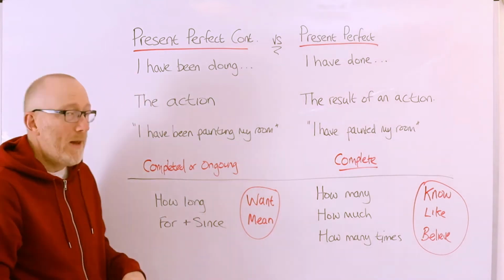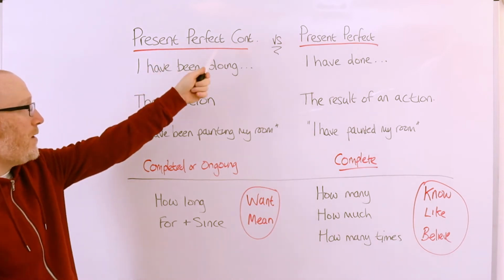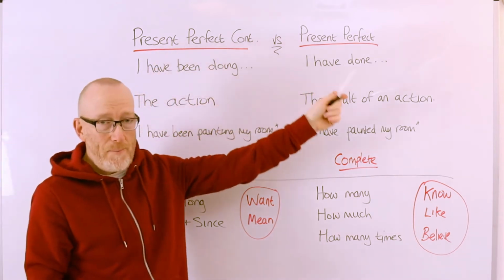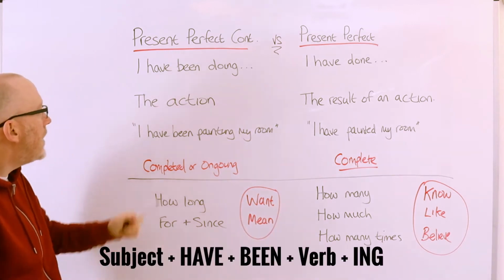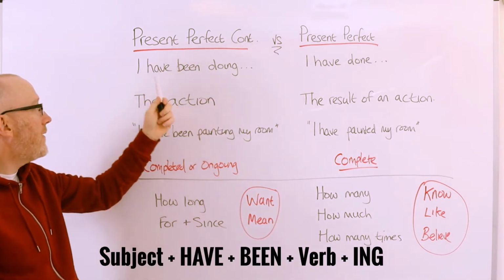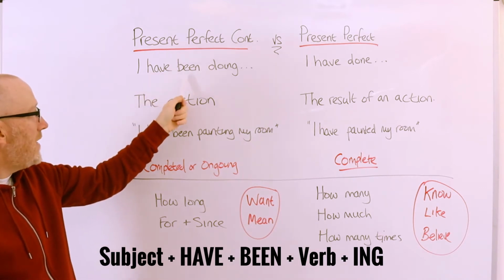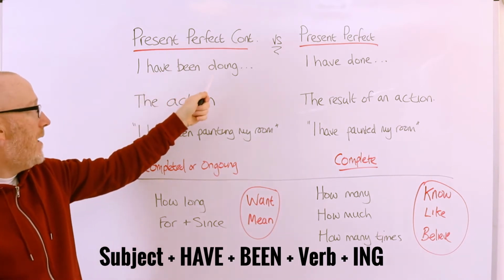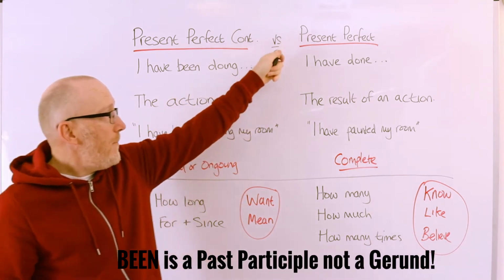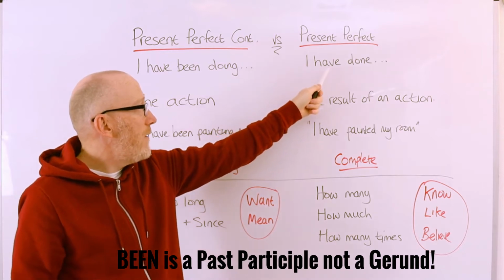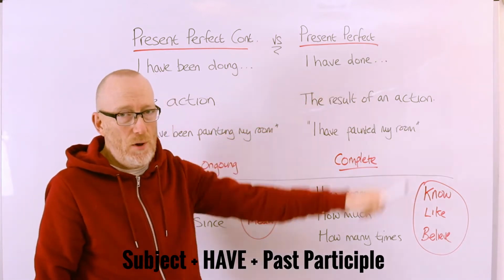So let's just very quickly remind ourselves of the grammar of the present perfect continuous and the present perfect, also known as the present perfect simple. Present perfect continuous is subject, auxiliary have, auxiliary be in its past participle form, and then the main verb in an ing form. Whereas the present perfect has subject, auxiliary have, and a past participle of our main verb.